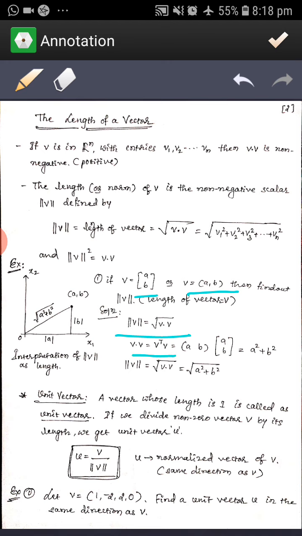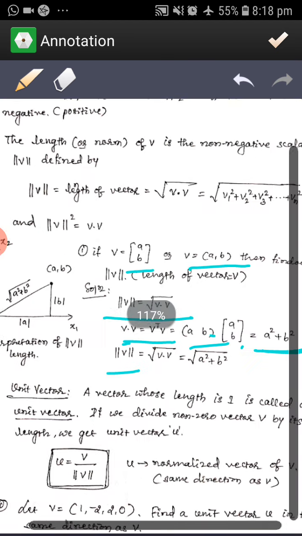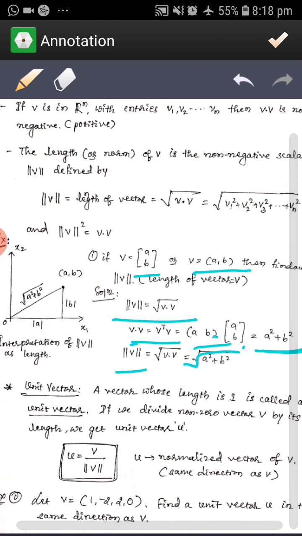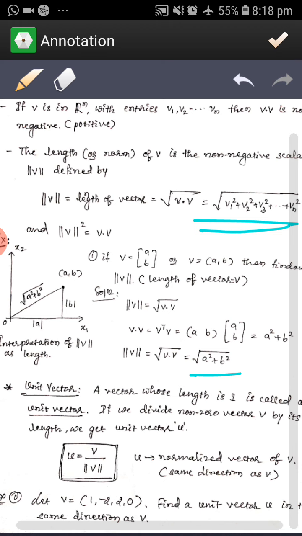How to calculate v dot v? v dot v is nothing but v transpose v, that is (a, b) multiplied with (a, b), so it will be a into a, a square, plus b into b, b square, so it is a square plus b square. Then the magnitude is the square root of v dot v, so it is the square root of a square plus b square, which matches the general form here.